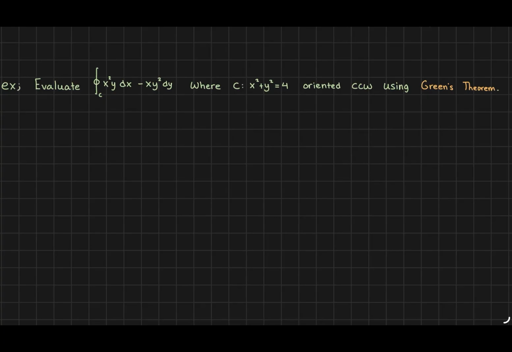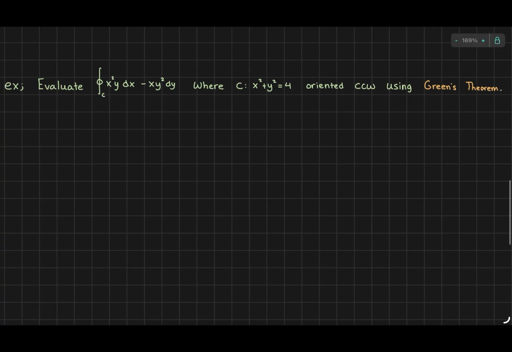For our next example here, we're asked to evaluate this line integral where the integrand is x squared y dx minus xy squared dy, where C is x squared plus y squared is equal to 4, oriented counterclockwise, using Green's theorem. So kindly enough, they already told us it was oriented counterclockwise, so it's positively oriented. That's one of the big things that I have been reiterating. So we really don't need to check that, and we can visualize what this path looks like. It's just going to be a circle with a radius of 2.